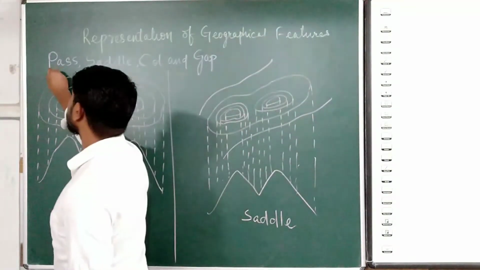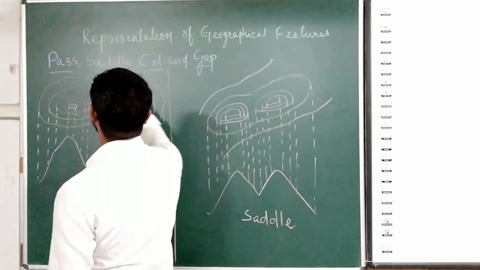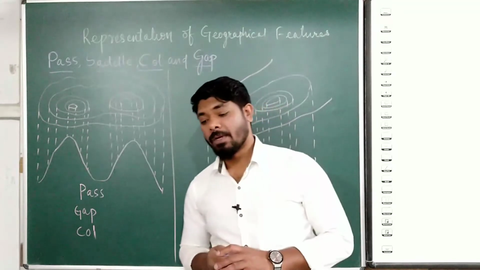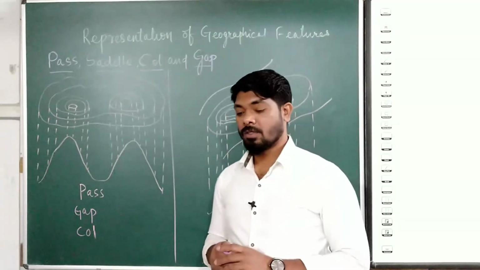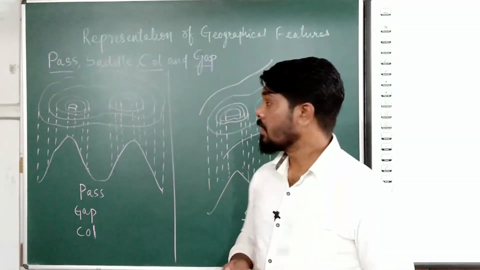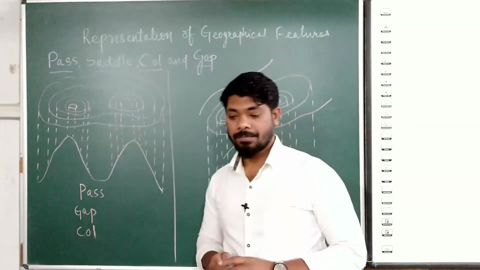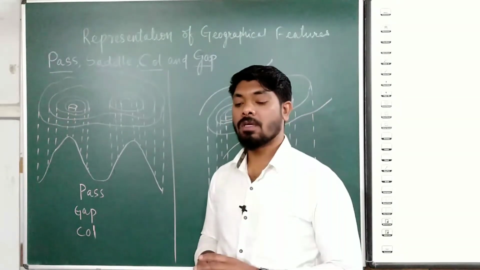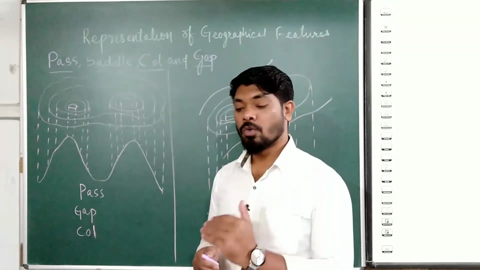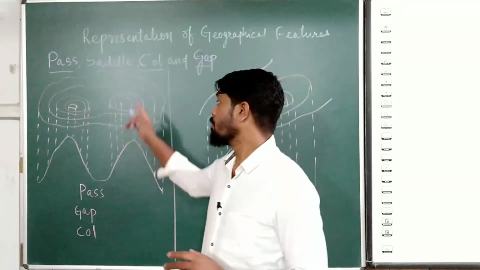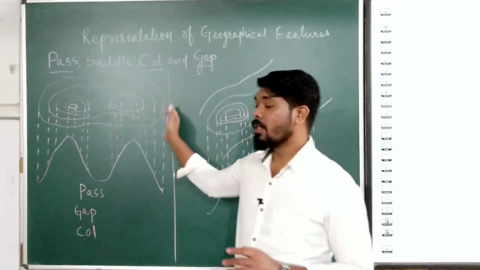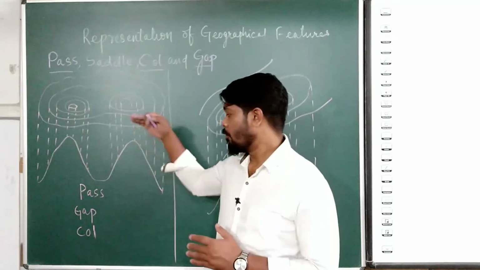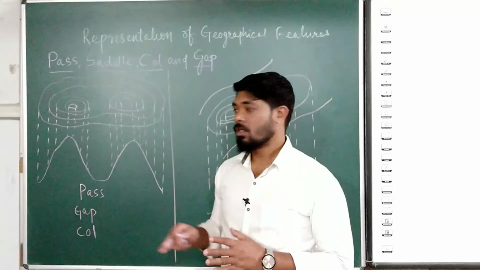Pass, col, gap and saddle. These are drawn on the topographical map and they look a bit similar, so you need to learn the definitions of these relief features. First, a pass is formed between two hills or mountains and serves as a land route across a mountain range. So a pass is between two hills or mountains and provides a route; people can go from one side of the mountains to the other by walking.